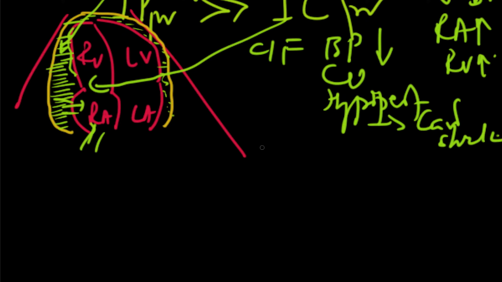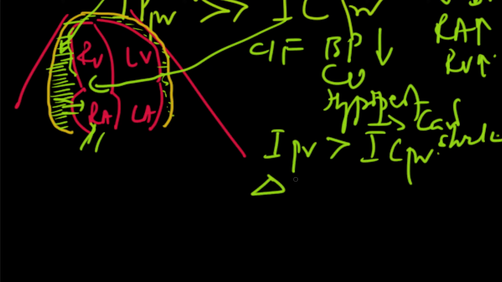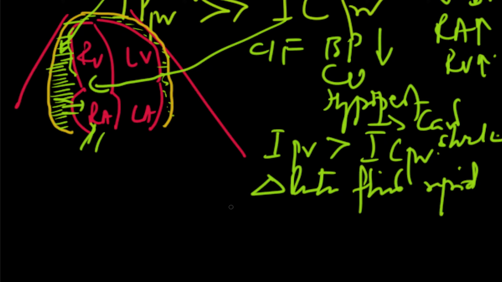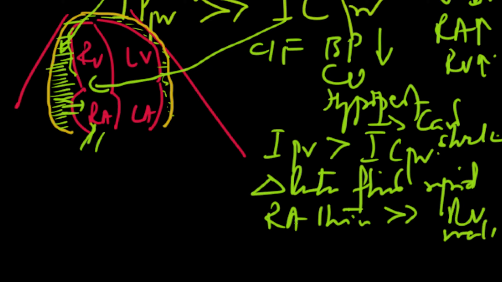Obviously, the intrapericardial pressures, as I said, have to be higher than the intracardiac pressures, number one. Two, the rate of fluid accumulation has to be rapid. And three, very importantly, you should have RA collapse, because the RA is considered thin. Now remember, the RA wall is thinner than the RV wall. So RA collapse will occur.